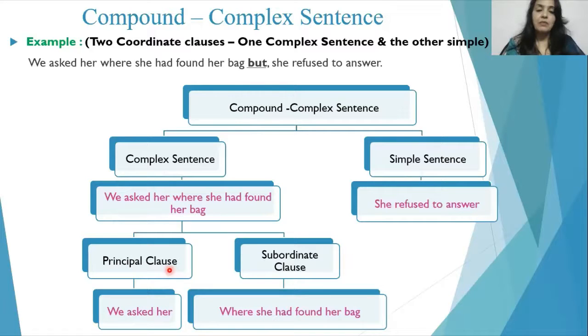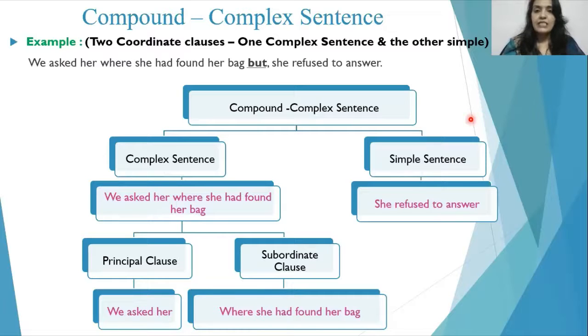When there is one principal clause and one dependent clause, it means a complex sentence. So we can say two coordinate clauses are here, of which one is a complex sentence and the other is simple. So we will keep it in the category of compound complex sentence. There are two sentences merged with the help of a coordinating conjunction, so of course compound, but there is one part complex also. That's why it is compound complex. You can say this is the fourth category of sentences.